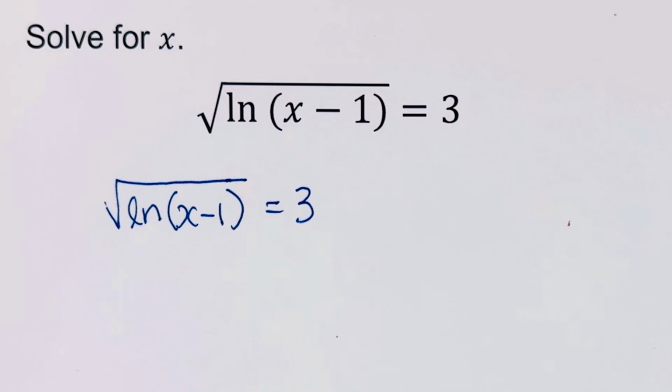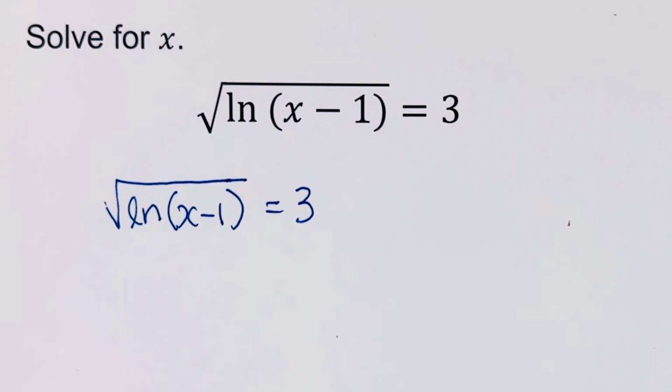The antidote for square root is squared. When we have a square root and a squared, they get canceled out. So we are left with ln of x minus 1 is equal to 9. Now we remember that the invisible base for natural logarithm is e. So we can go ahead and change this given logarithmic equation into its equivalent exponential form.